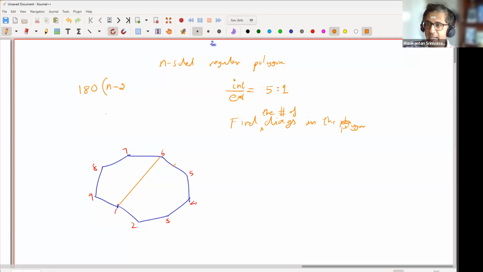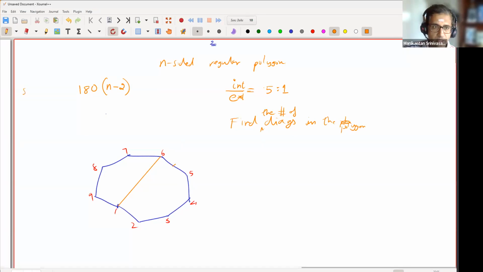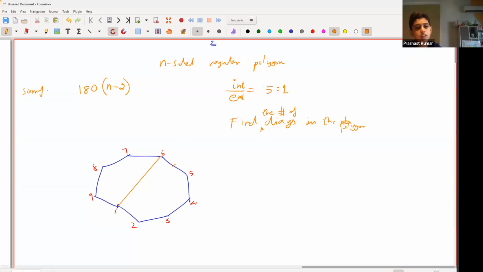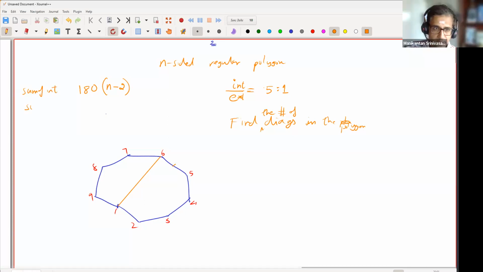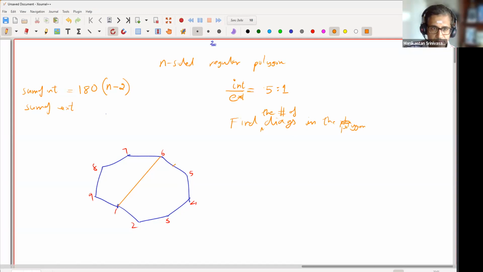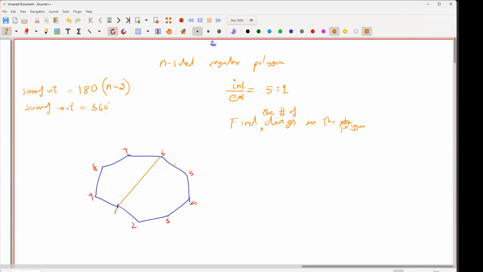So all the interior angles, when you add up in any n-sided polygon, is 180 times n minus 2. So how does this work? Where does this come from? And the sum of exterior angles is 360. Are you guys sure that we didn't do this? I'm very certain we did this in the very first class. So we haven't done this. You have not done this?